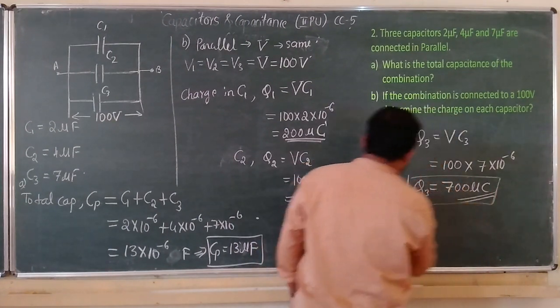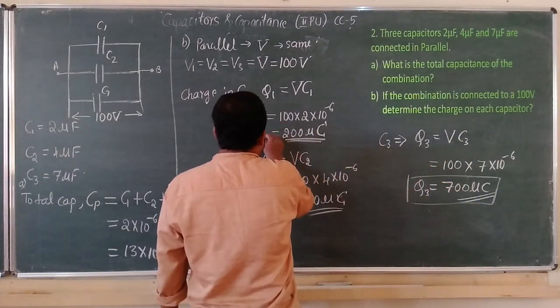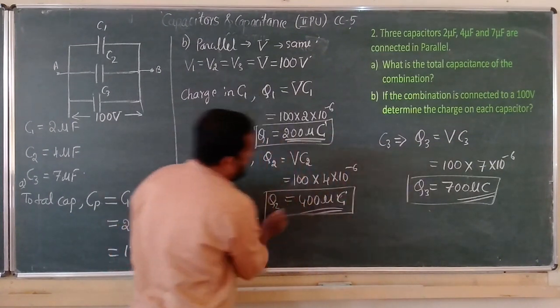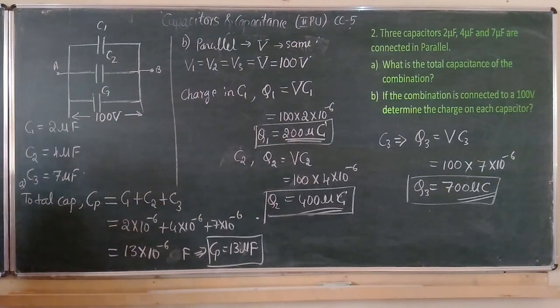So these are the answers for the second part: the charge in the first capacitor, the charge in the second capacitor, and the charge in the third capacitor, 700 microcoulomb. I think it is clear.